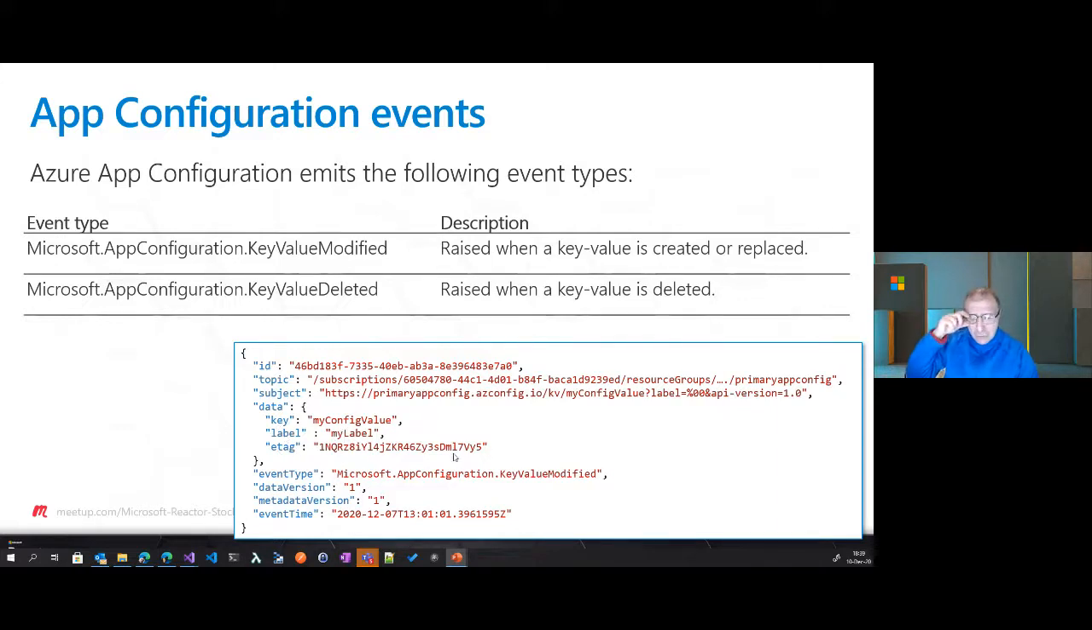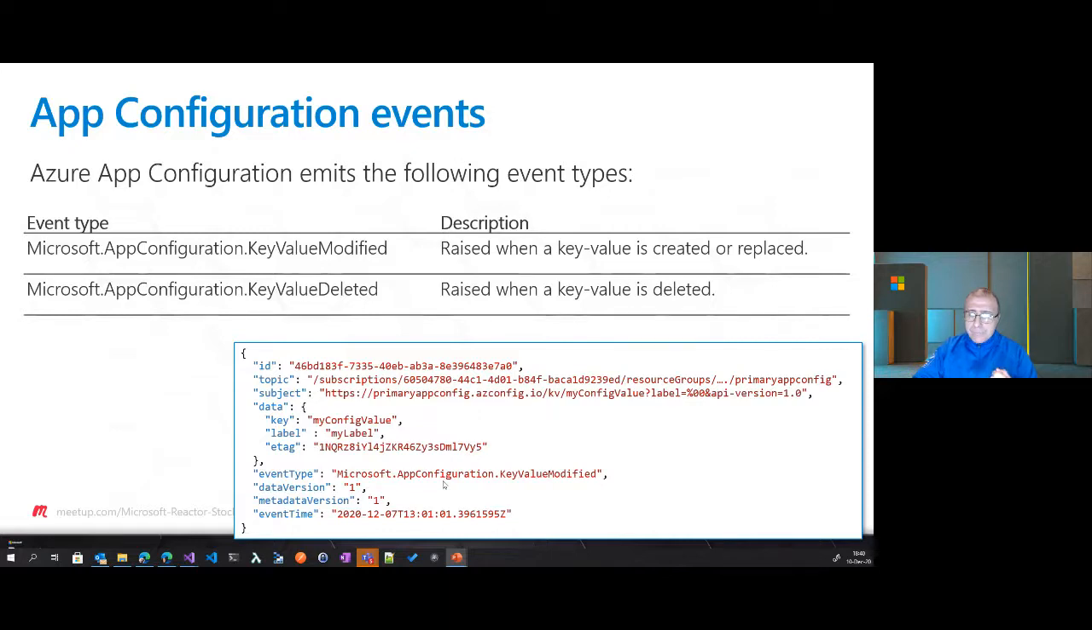You can use the e-tag to identify in a unique way a setting inside the app configuration, but it's enough if you have a key and the label, but you have also the e-tag.